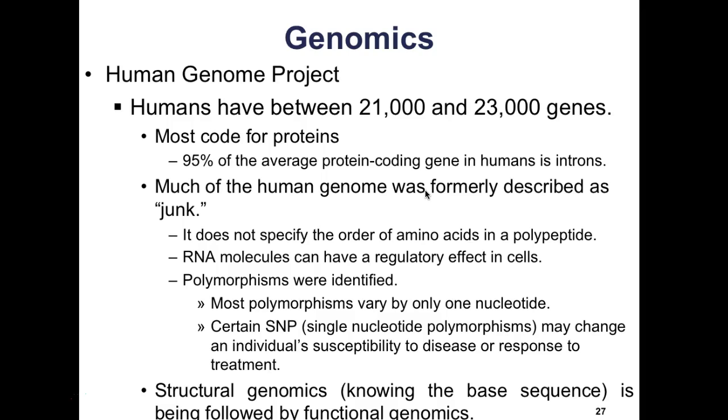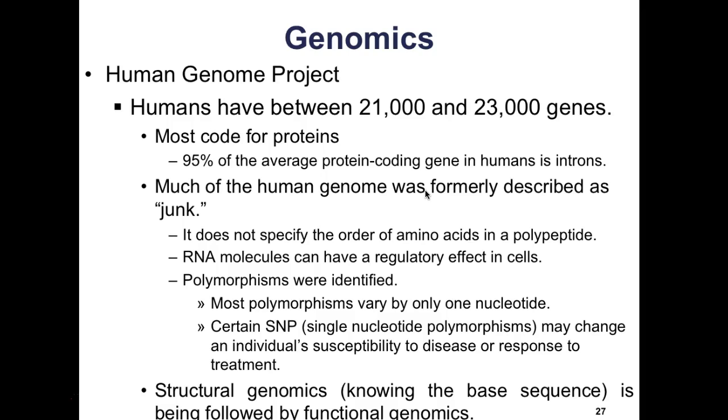Ultimately, what did we find then? When we walked in on class on that Thursday, humans must have between about 21,000 to 23,000 genes. Most code for proteins, and you'll understand that a little bit more in gene expression. Gene expression is what controls gene expression. 95% of the average protein coding gene in humans is introns. Much of the human genome, formerly described as junk DNA, we now know has a little bit more purpose to it. Basically, what we describe as junk does not specify the order of amino acids in that polypeptide chain. RNA molecules can have a regulatory effect in cells.